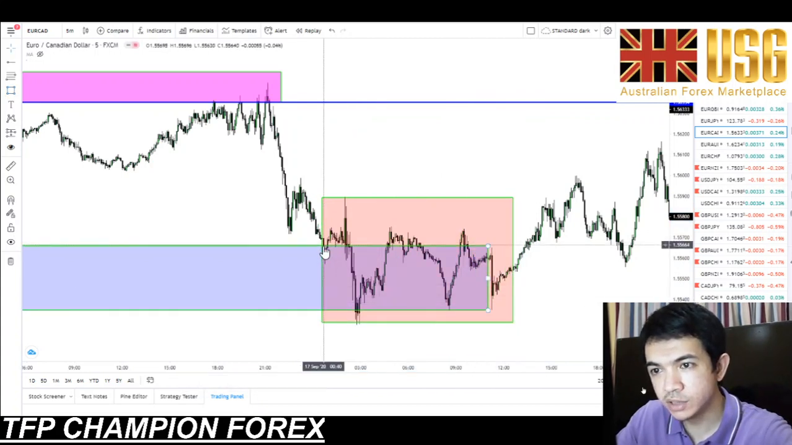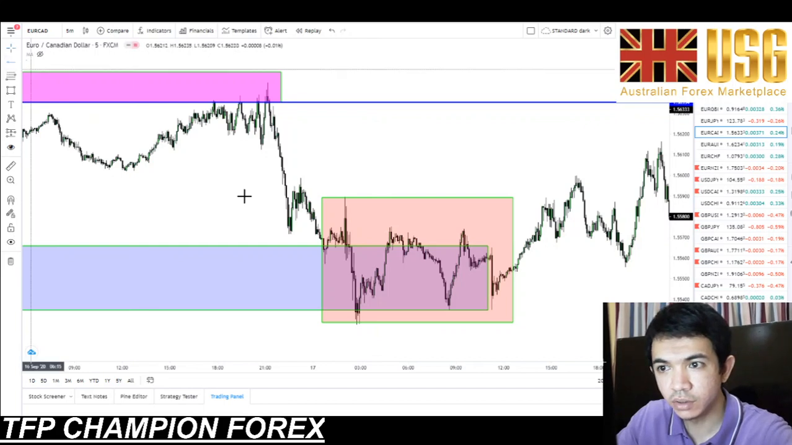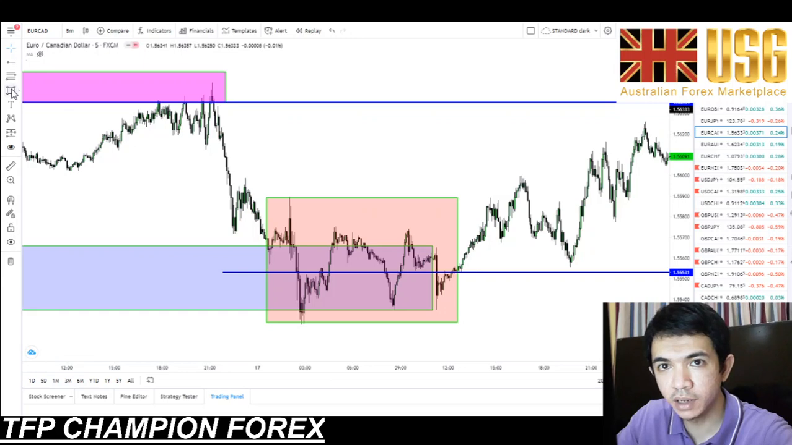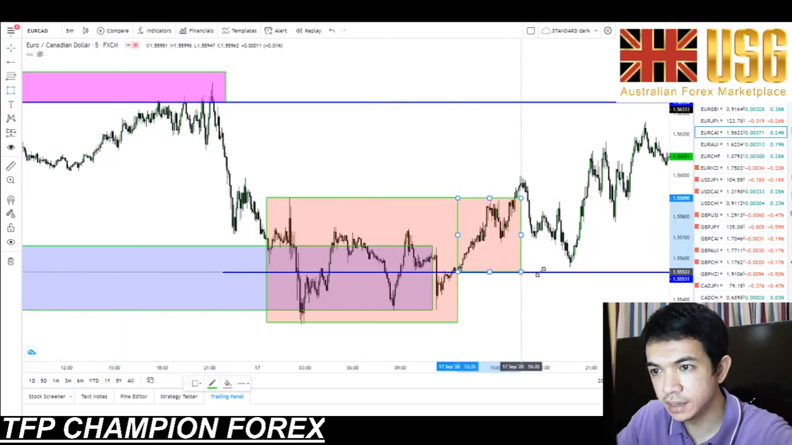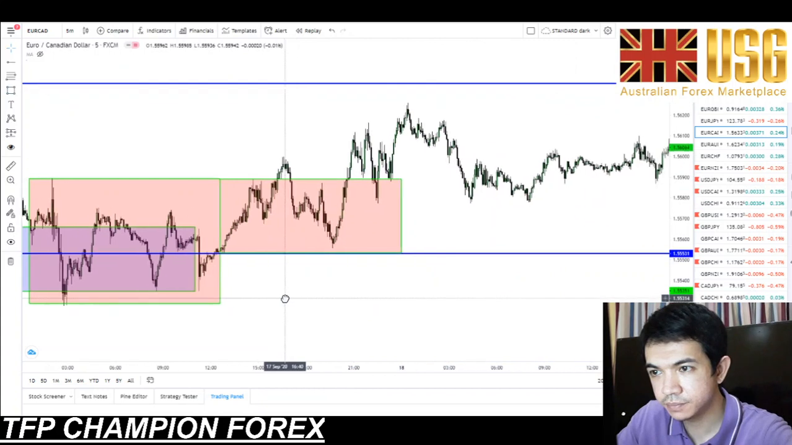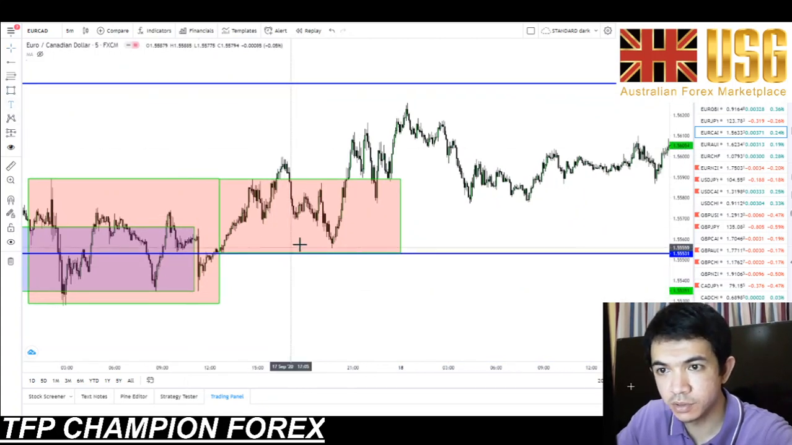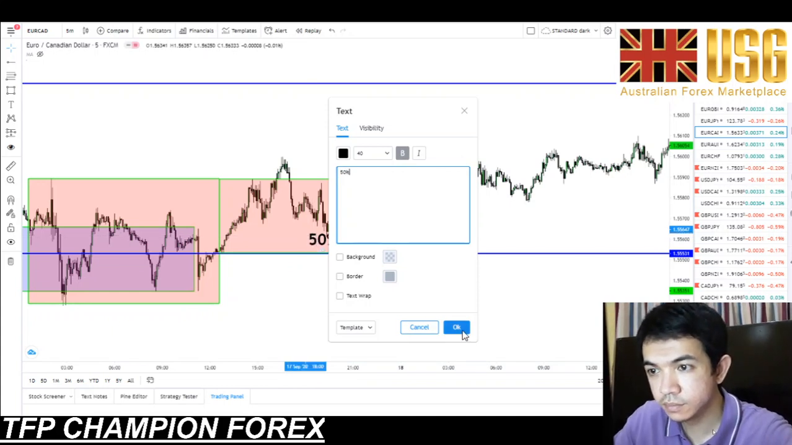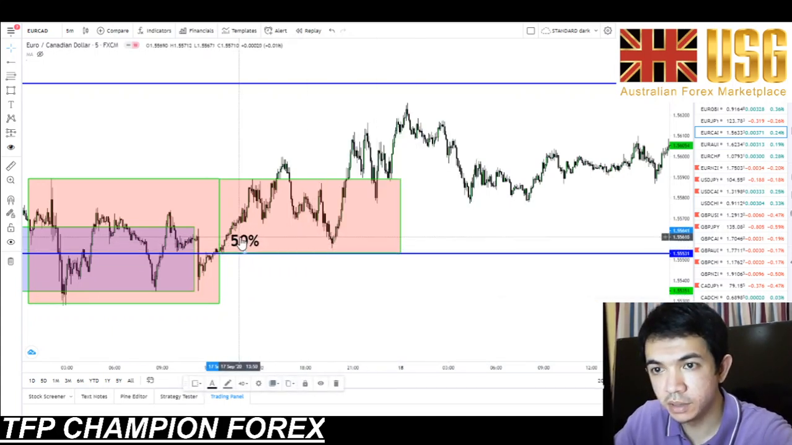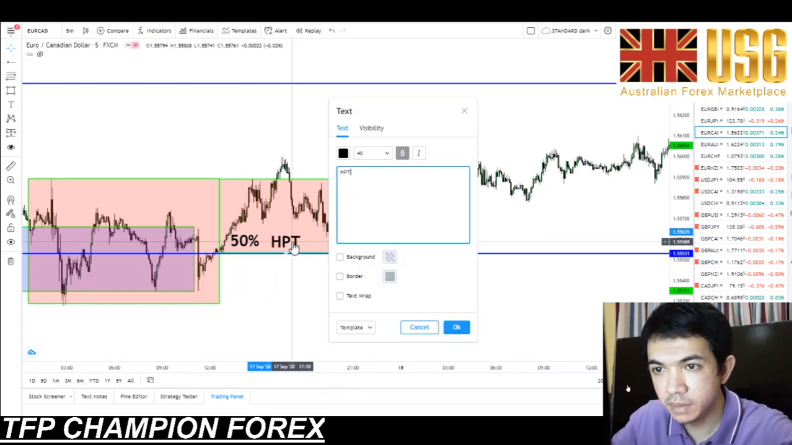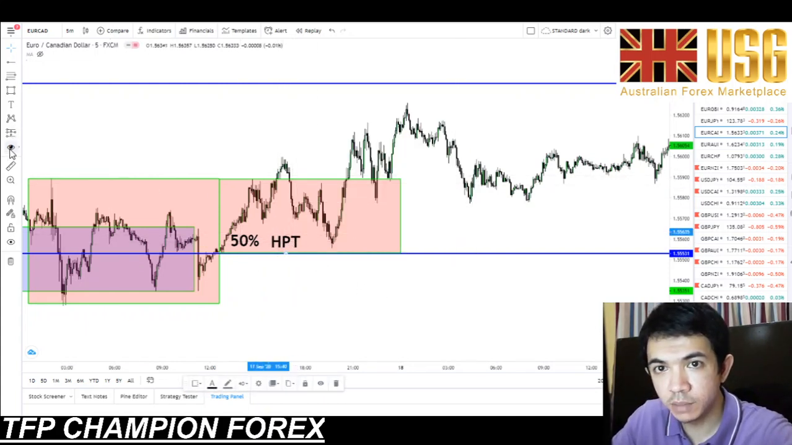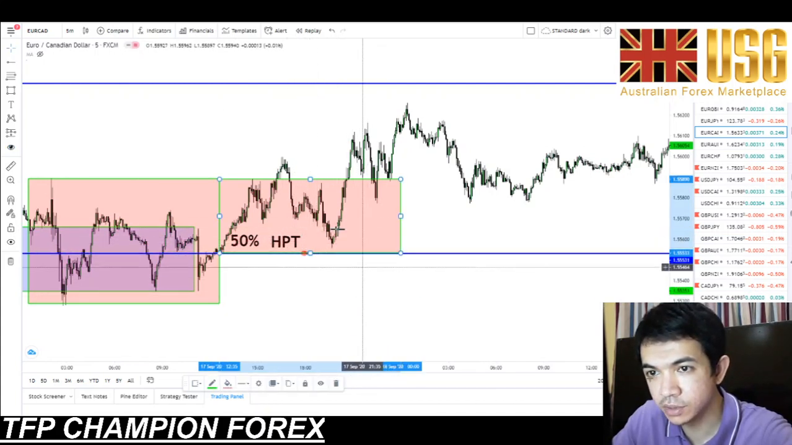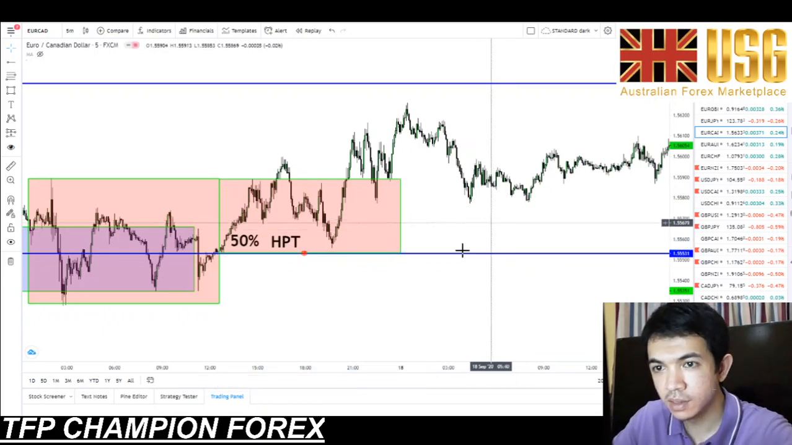So I will just cut this in half for my entry. I estimate this. And then I know that my current opportunity is at this level, at this 50% HPT. Meaning I should keep an eye on this 50% zone. If the market passes beyond this 50%, definitely I will not buy this market.